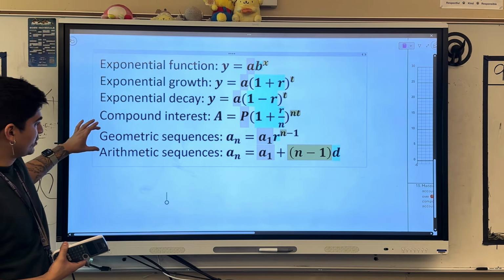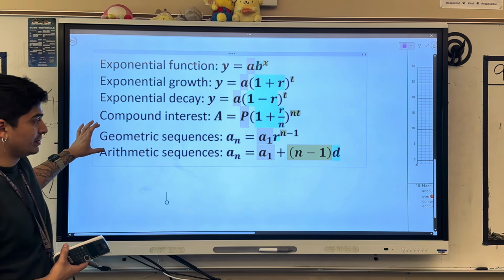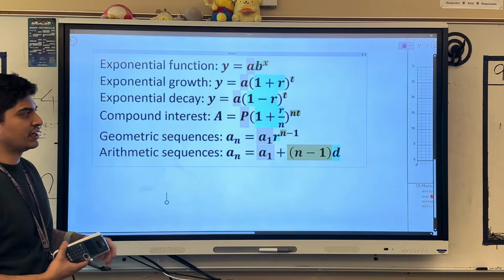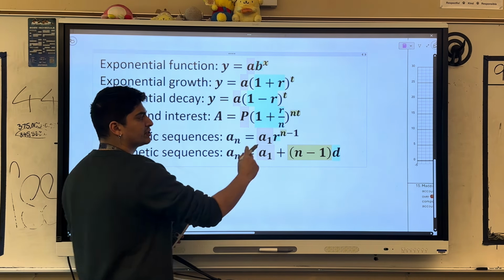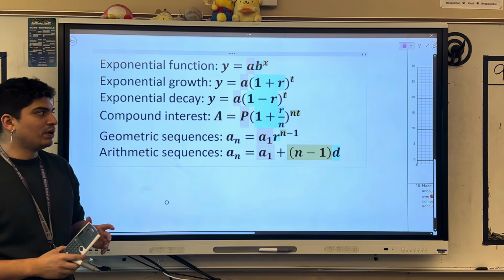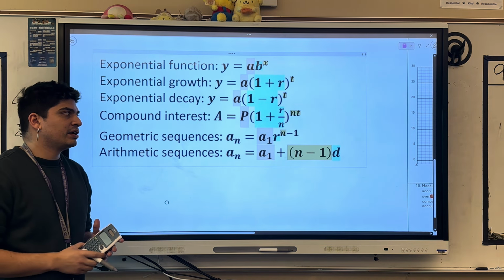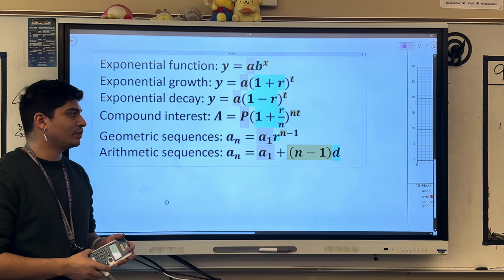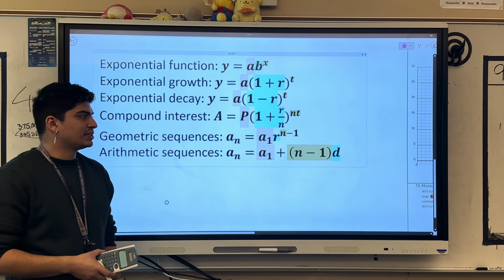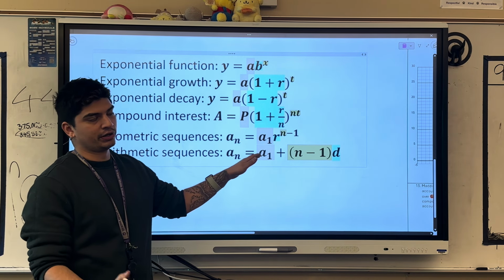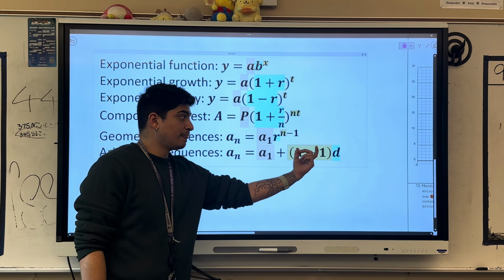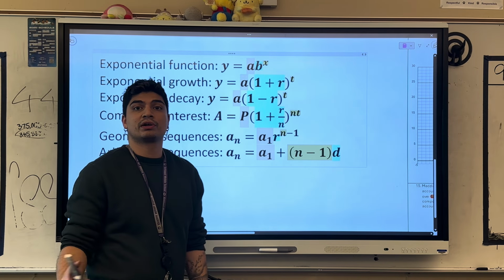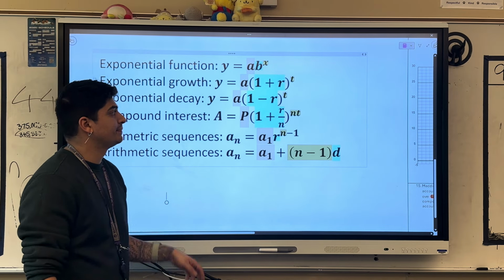We're going to start off with the first ones, which are going to be about geometric sequences and arithmetic sequences. So you guys can focus in on thinking about these two equations. For a geometric sequence, it's A1 times the rate to the n minus 1, where n is the term you want to know. For an arithmetic sequence, it's A1, the first number, plus the term you want minus 1, times the difference, or what's being added or subtracted each time.